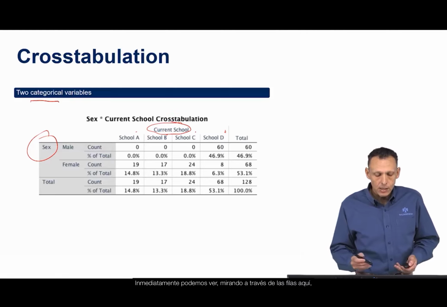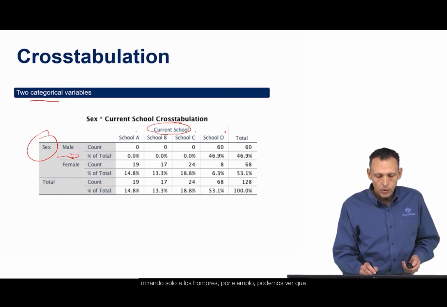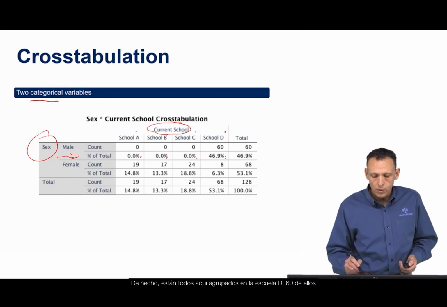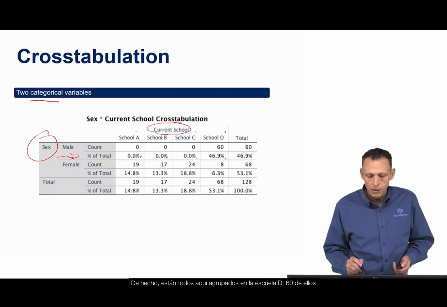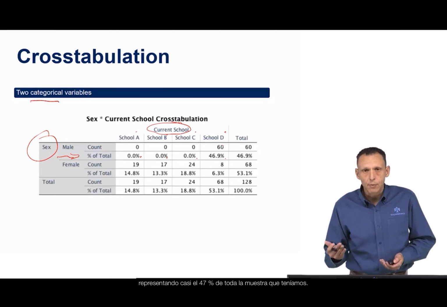We can immediately see, looking across the rows here, looking just at males, for example, that there are no males in school A, B, C, and D. In fact, they're all clustered in school D, 60 of them, representing almost 47% of all of the sample that we had.